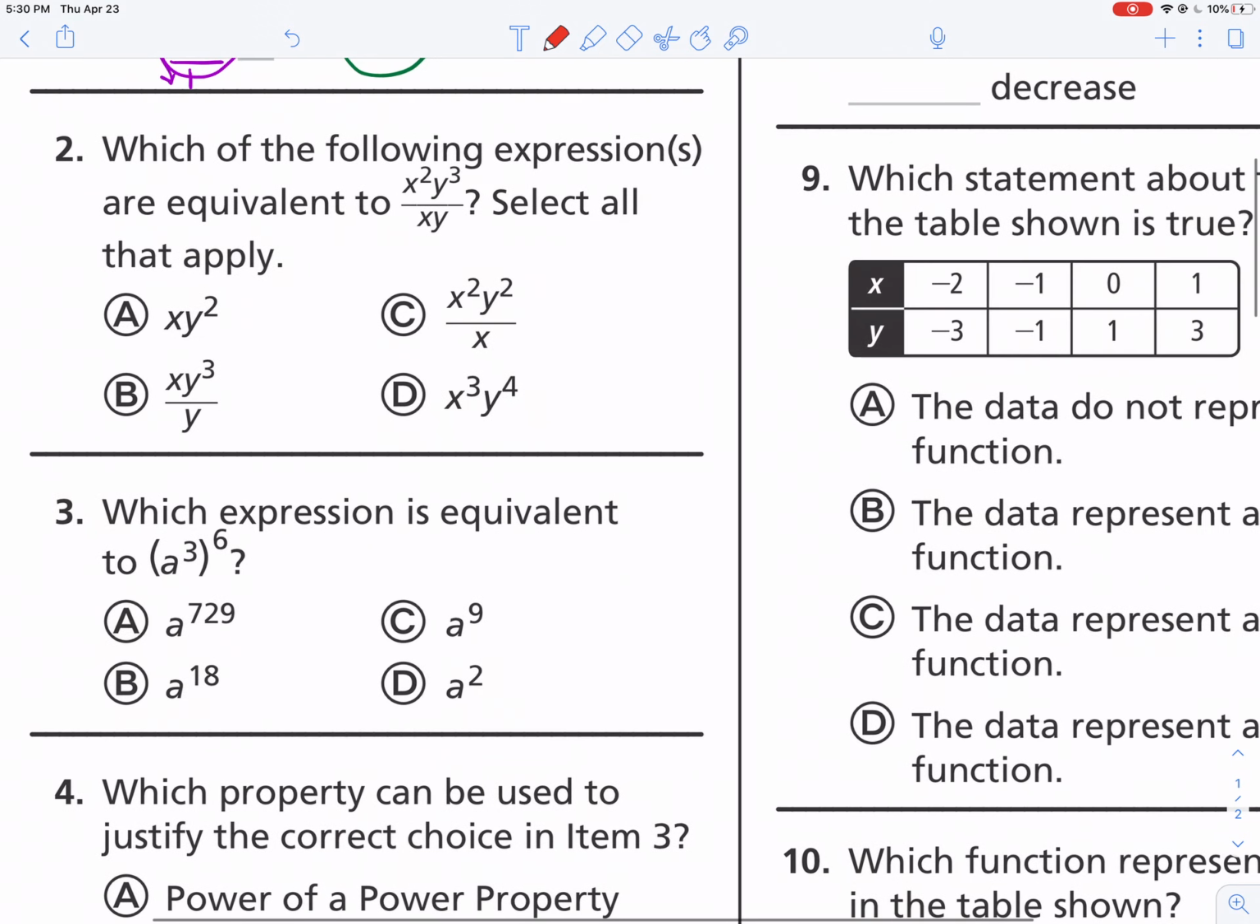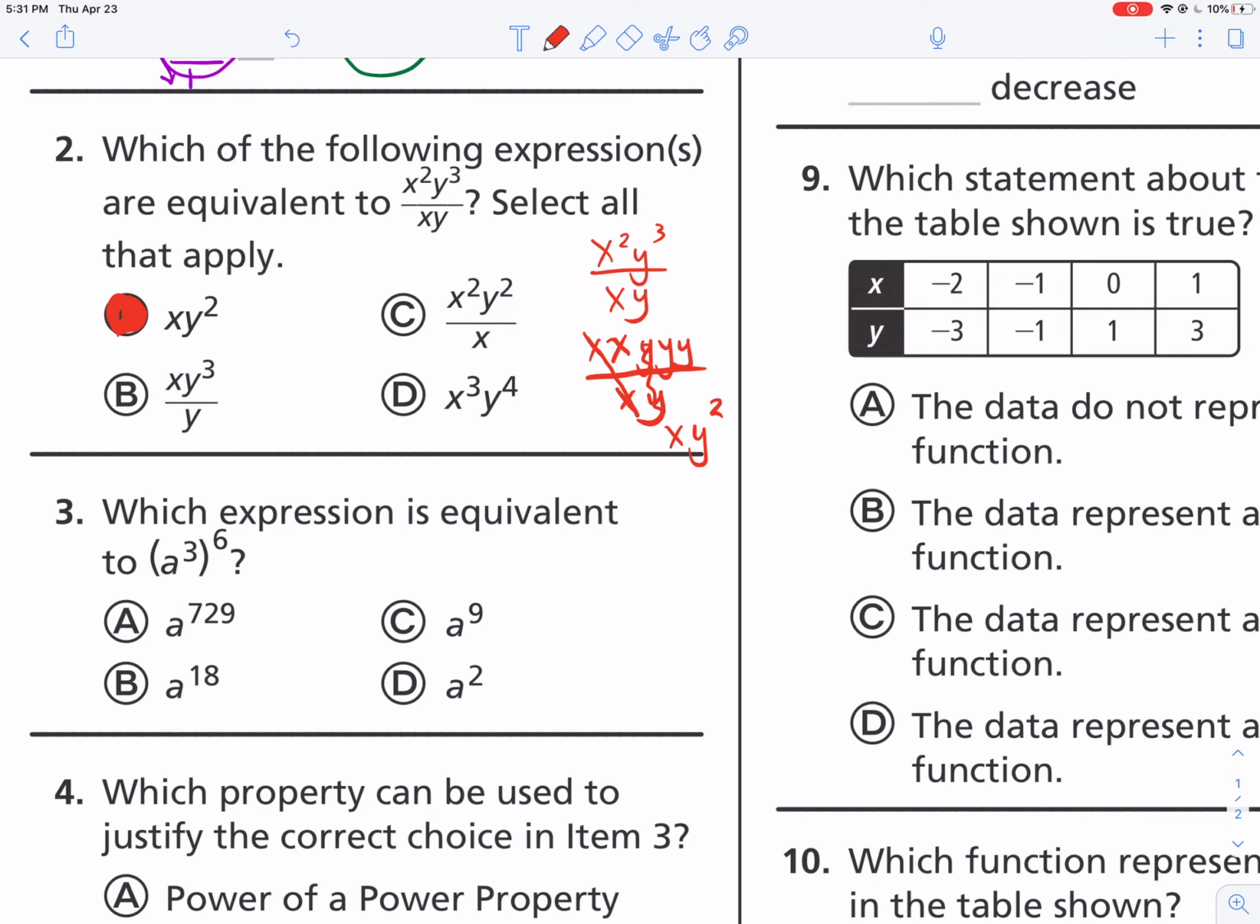Number 2, we're going to take x squared y cubed over xy, and we're going to see which ones are equivalent. It says select all that apply, which means we're going to have more than one solution. So we have 2 x's on top, 3 y's, an x, and a y. If I were to take these, I would cancel out one set of x's and one set of y's, which means I'd be left with x, y squared. So if I look at A, that one matches it. But because it's select all that apply, we're going to go through and see if there are any other ones.